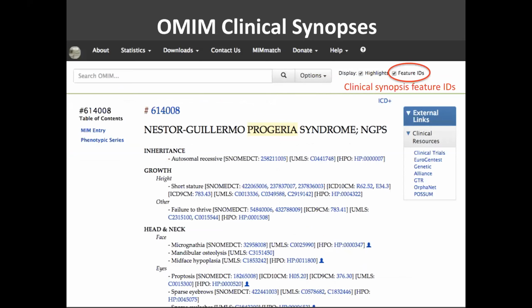And those come from something called the Elements of Morphology. There are feature IDs for everything within OMIM, where it links to other resources such as SNOMED, UMLS, and HPO. And everything that's in OMIM is available through our robust API.